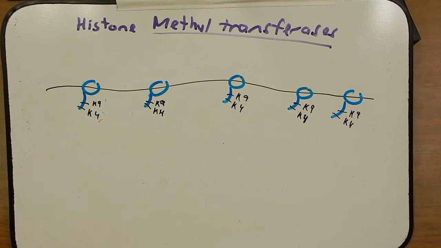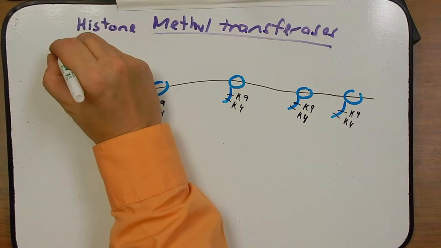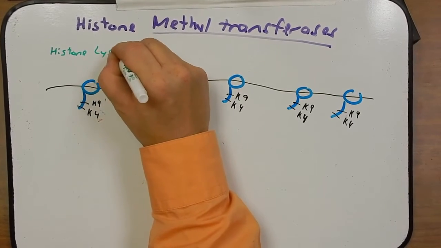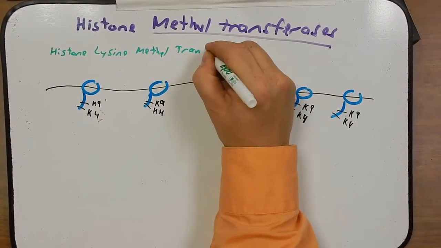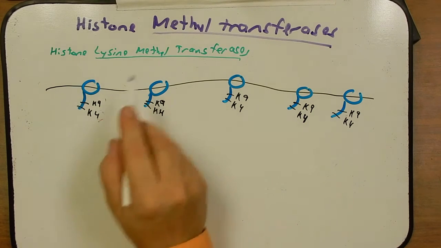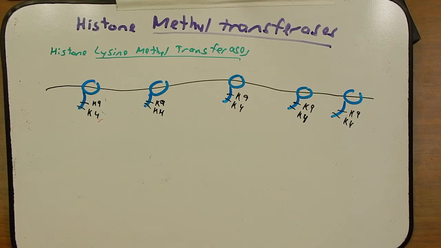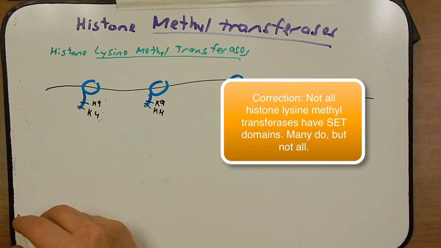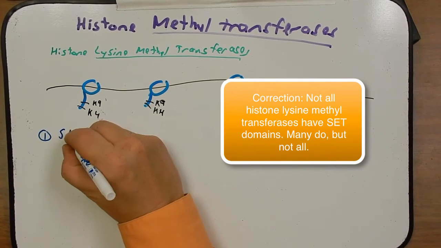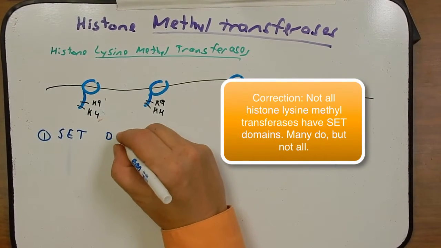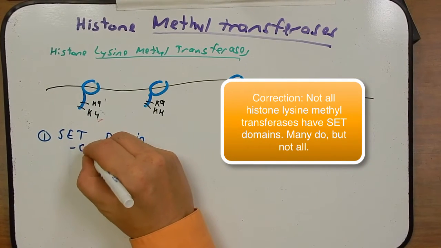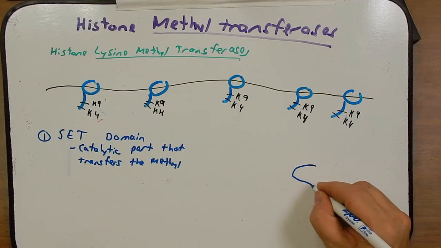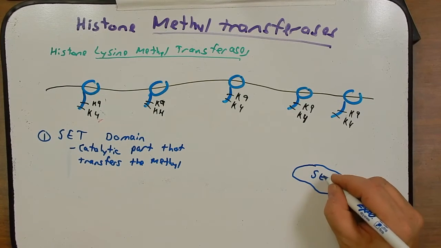And to give myself a little bit more room, I'm going to rewrite that up here so we don't forget that that's what we're talking about. The histone lysine methyltransferases. Let's begin talking about these. And one thing that we need to mention is that all of these histone lysine methyltransferases have a SET domain. The SET domain is the catalytic part that transfers the methyl group. So I'm going to start building this complex over here, and this is going to be SET.